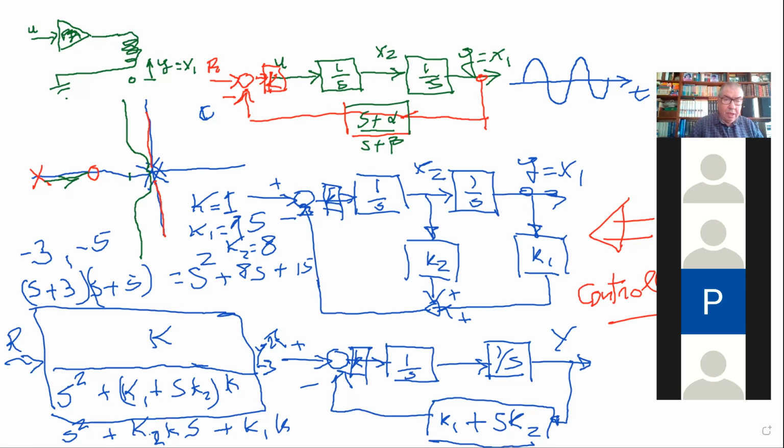So the objective of this example was first to show that by feeding back the state, you have more flexibility. And under some conditions, you can place the poles where you want by adjusting the feedback gains. You don't even need this general gain here in series with the error. Any question? So let's look at the slides.